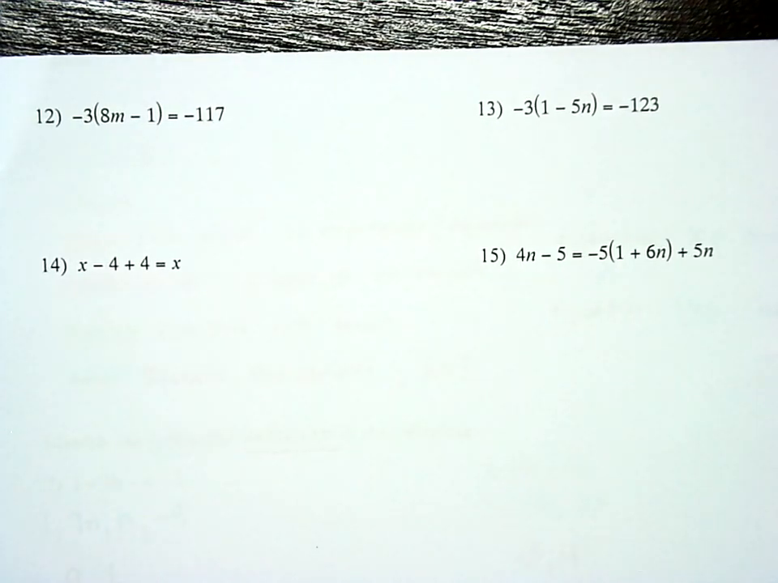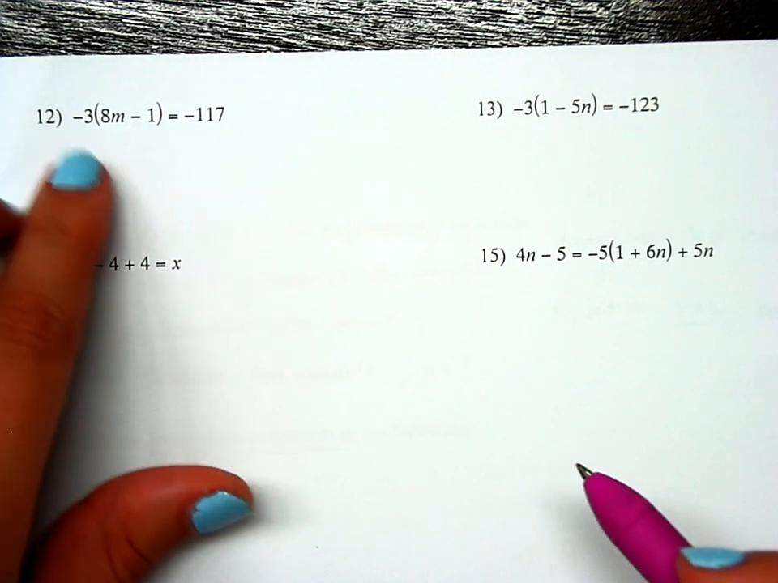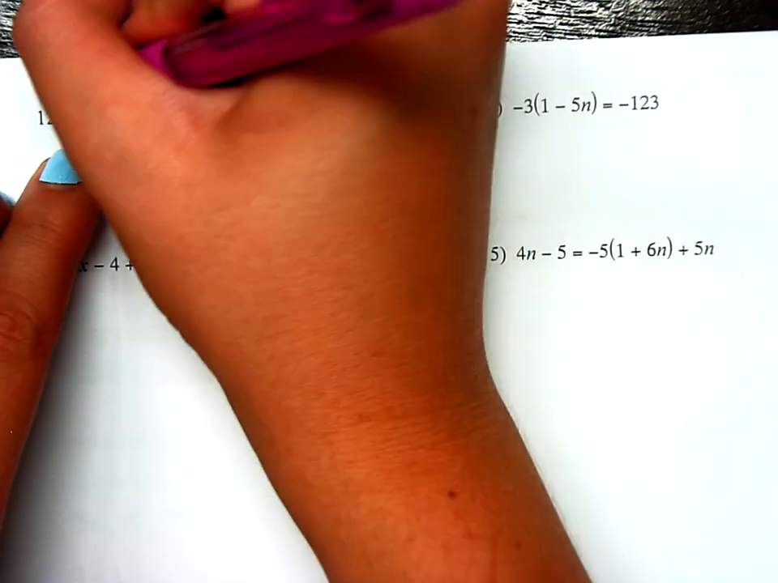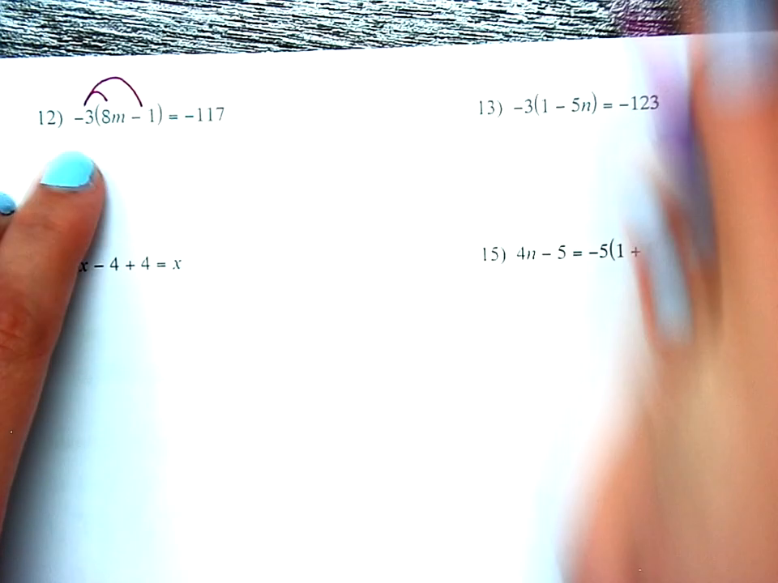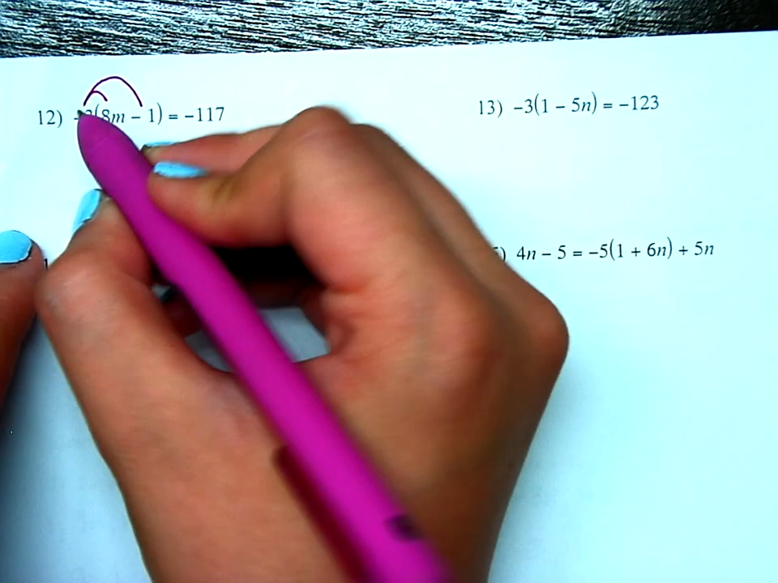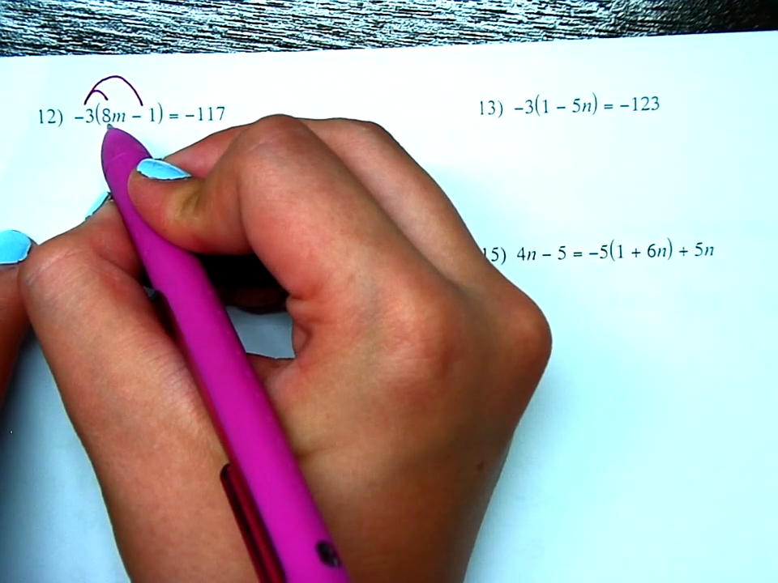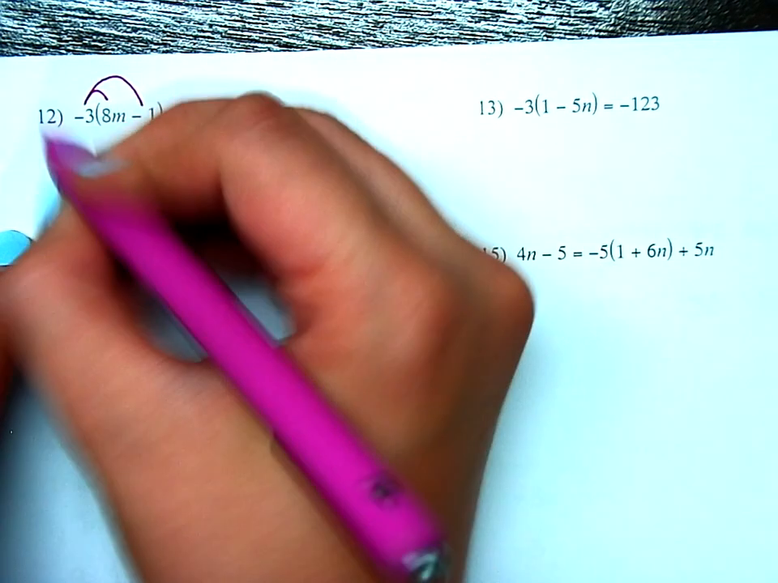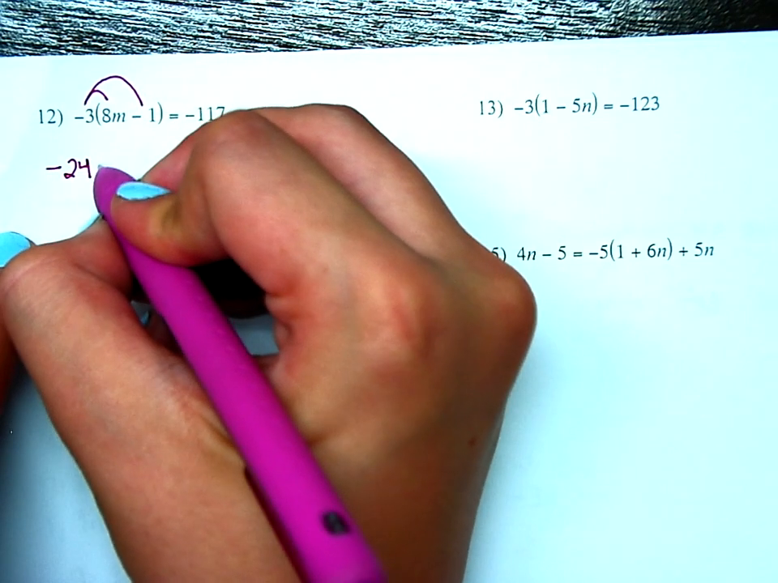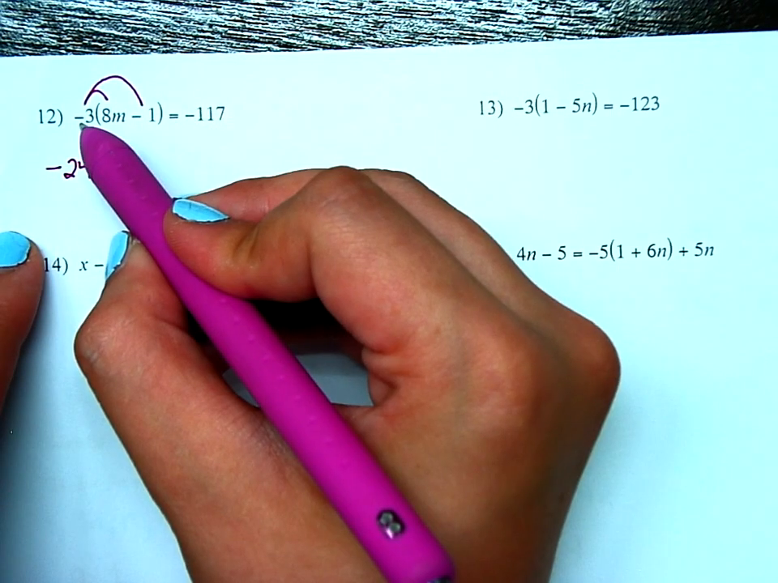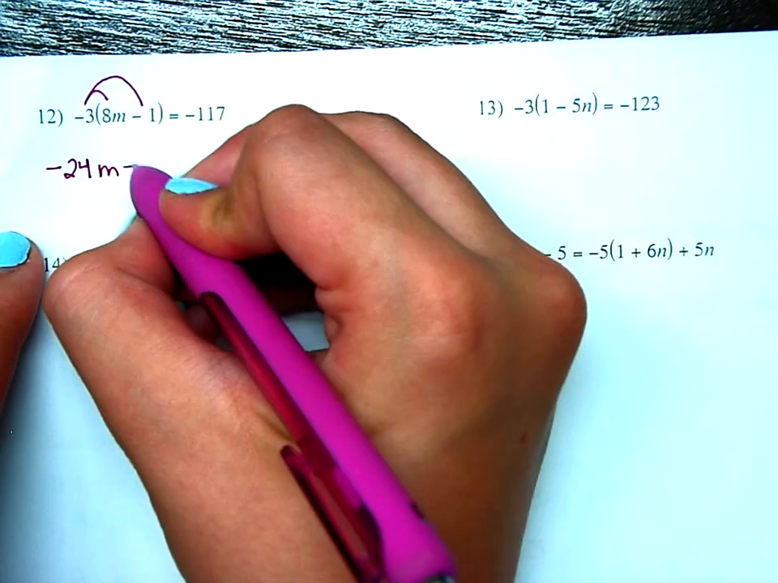Okay, now we've got some distribution. So let's try these out. Let's start with this one right here. So we're going to distribute first. All right, make sure you distribute the negative 3. So negative 3 times 8m. Okay, that's going to give me negative 24m, and then negative 3 times negative 1 is positive 3.